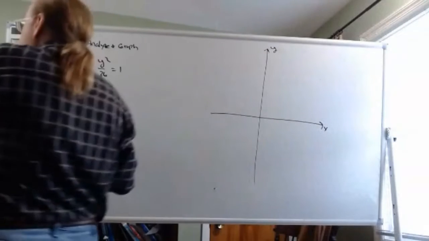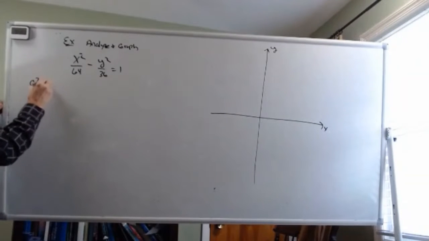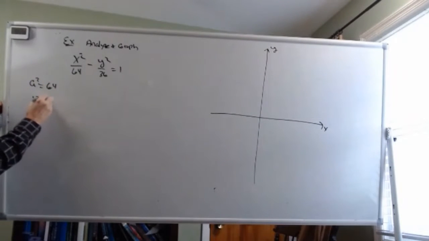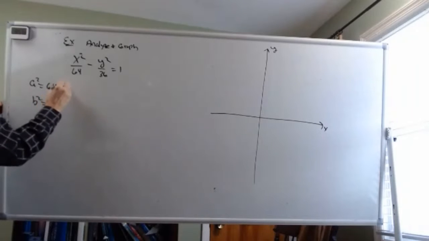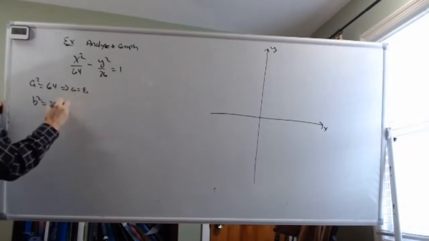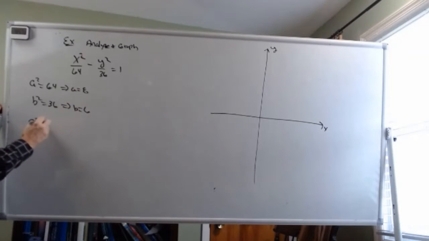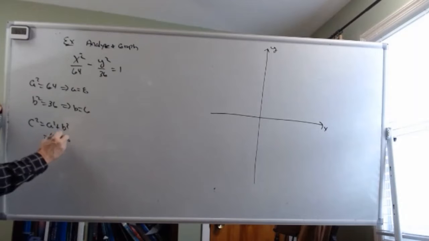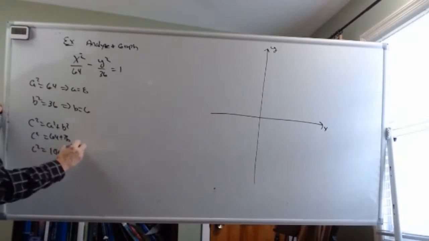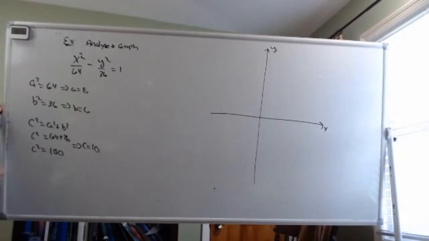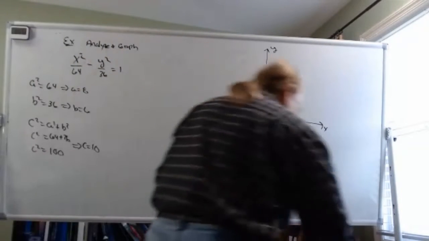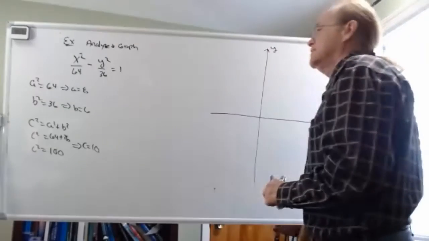So I determine here that a squared is 64, b squared is 36. So that tells me then that a is equal to 8 and b is equal to 6. My c squared is equal to a squared plus b squared. So that's equal to 64 plus 36, or 100. And that tells me then that c is equal to 10. Okay, so I can start to kind of fill in everything. I found my a, b, c and everything is good to go.